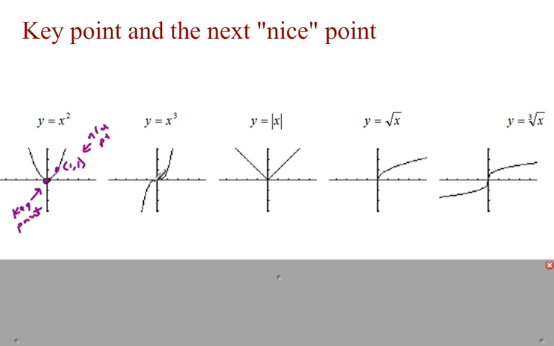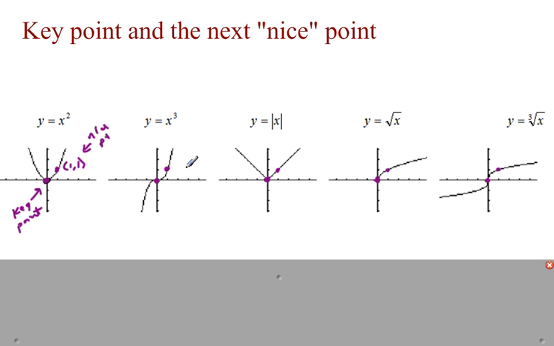Over here in y equals x cubed, it also goes through 0, 0, and 1, 1. And so they are also my key point. This is the center of my graph. And then my nice point, because 1 cubed is 1. Same thing here. My key point is my vertex, and we notice that the absolute value of x goes through 1, 1. Square root of x, same thing. My endpoint is 0, 0, and when I plug in 1, I get 1. And last but not least, the center of cube root of x is 0, 0. When I plug in 1, I get 1.